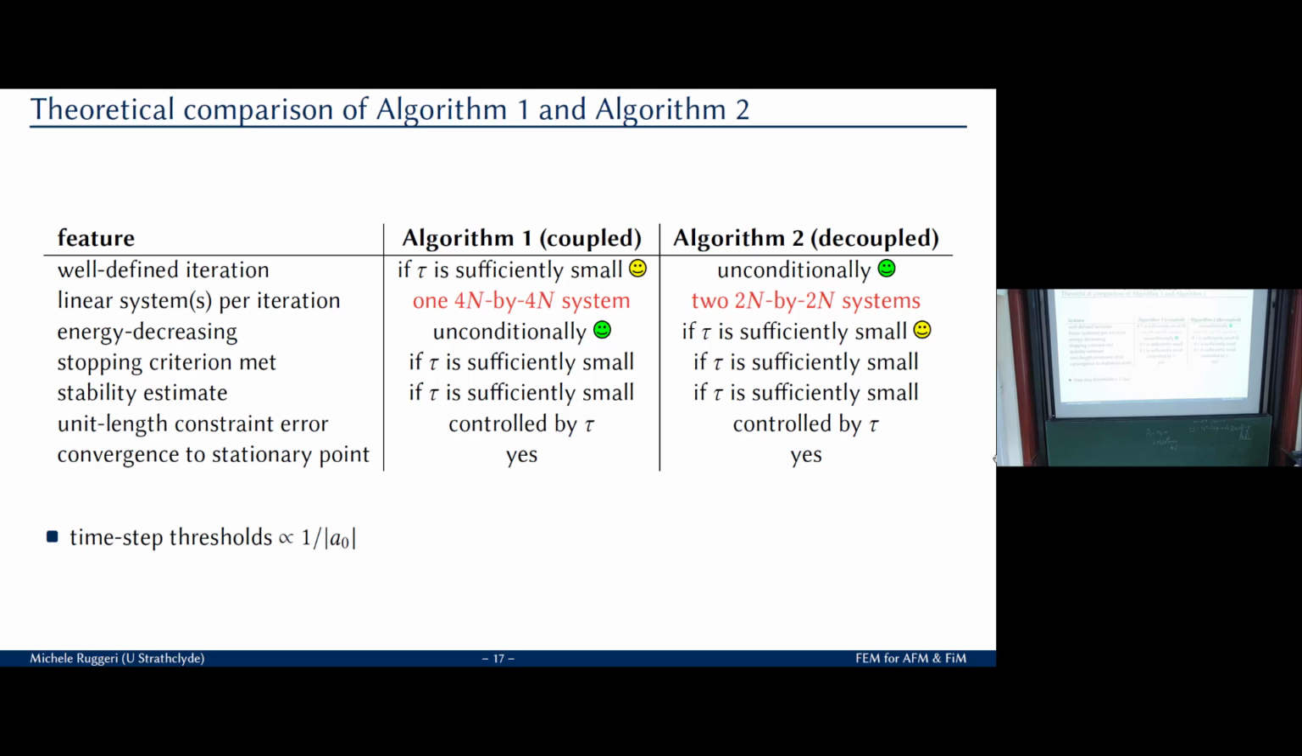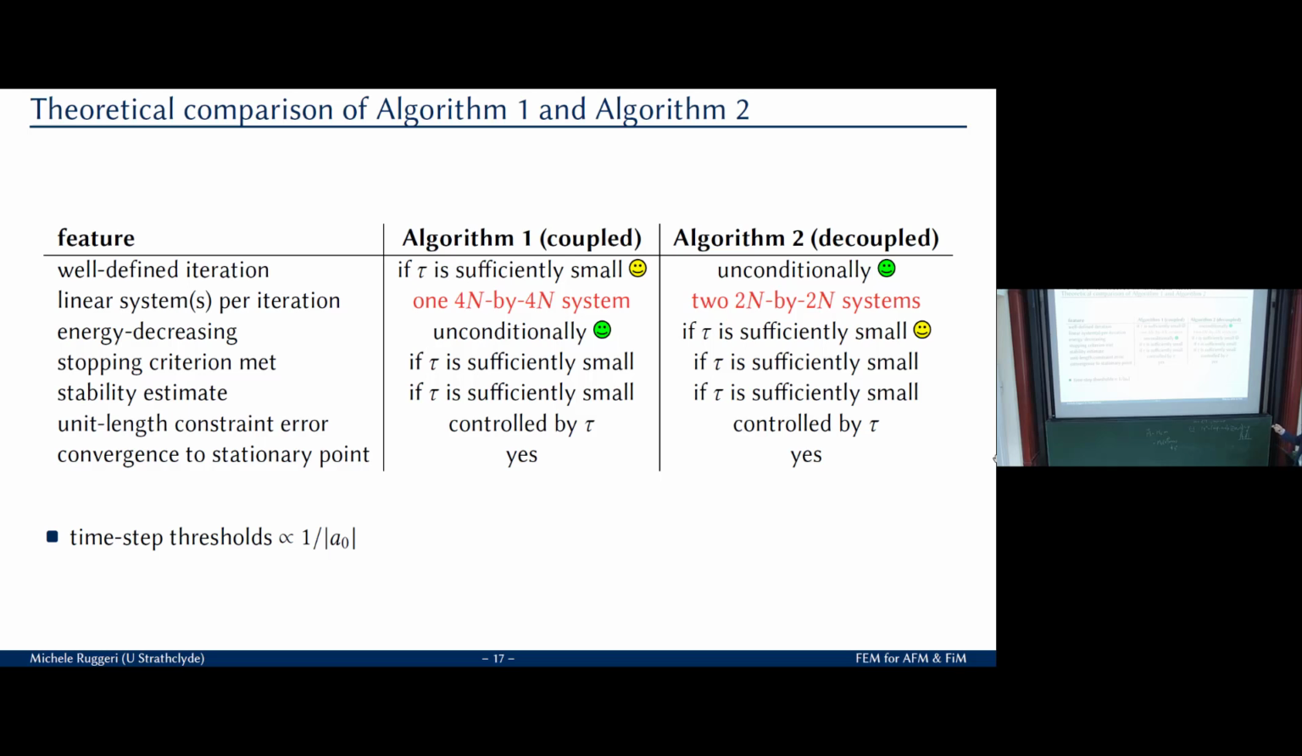the properties coincide. The difference is that the coupled algorithm, the first one, has a well-defined iteration only if tau is sufficiently small, but it is unconditionally energy decreasing, whereas for the other one it's the other way around. So it is unconditionally well posed, but it is energy decreasing if tau is sufficiently small.